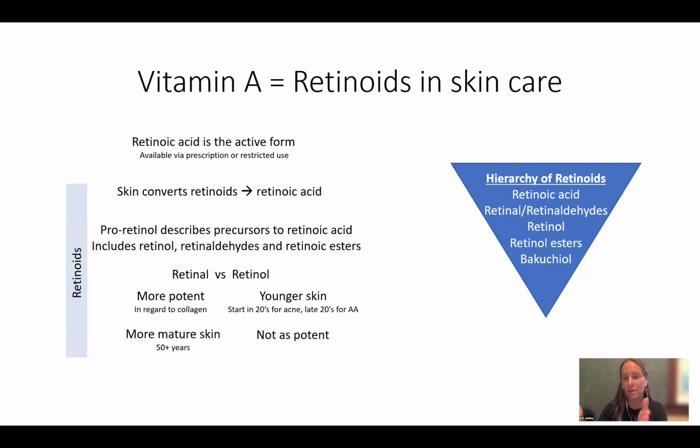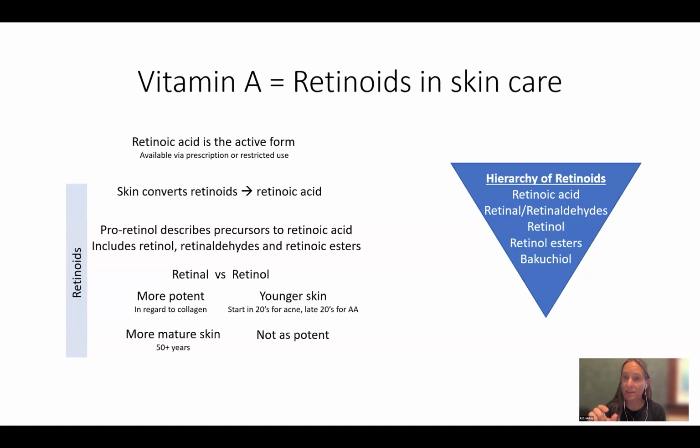So if we look at this triangle on the right, it's inverted. So retinoic acid, again, is the most potent. It's what's available in the skin. Retinol or retinaldehyde is one step away from that conversion. So it has to be converted into retinoic acid, and then it can be utilized by the skin. Whereas retinol with the OL has to be converted into retinal, and then retinal can be converted into retinoic acid.